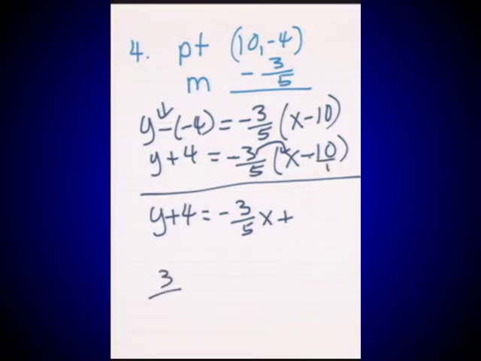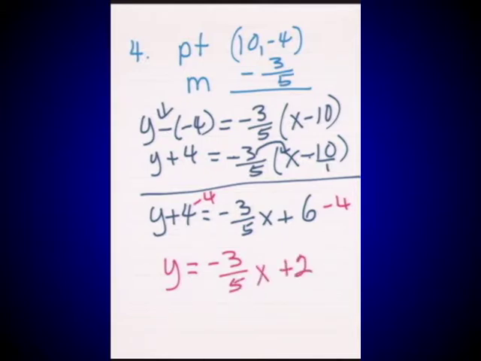Let's look at that on scratch. 3/5 times 10. Well, I can reduce because 5 is a factor of the whole denominator, and 5 is a factor of the whole numerator. So I have 3 times 2 divided by 1, or 6 here. Erase our scratch here because we don't want it in the middle of our problem. And now all we have to do to solve for y is to subtract 4 from both sides. So we have y equals -3/5 x plus 2 for our final answer in the slope-intercept form.